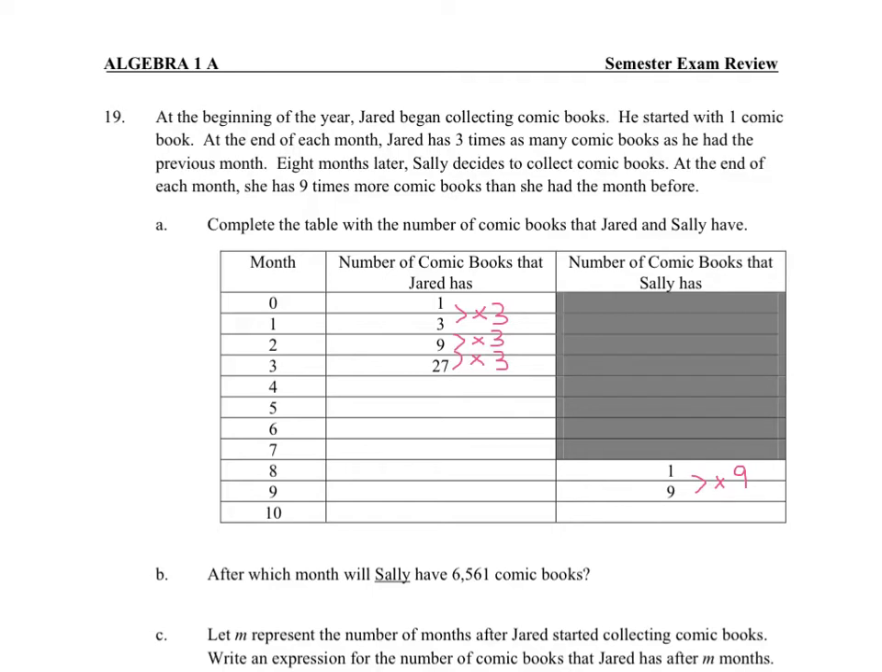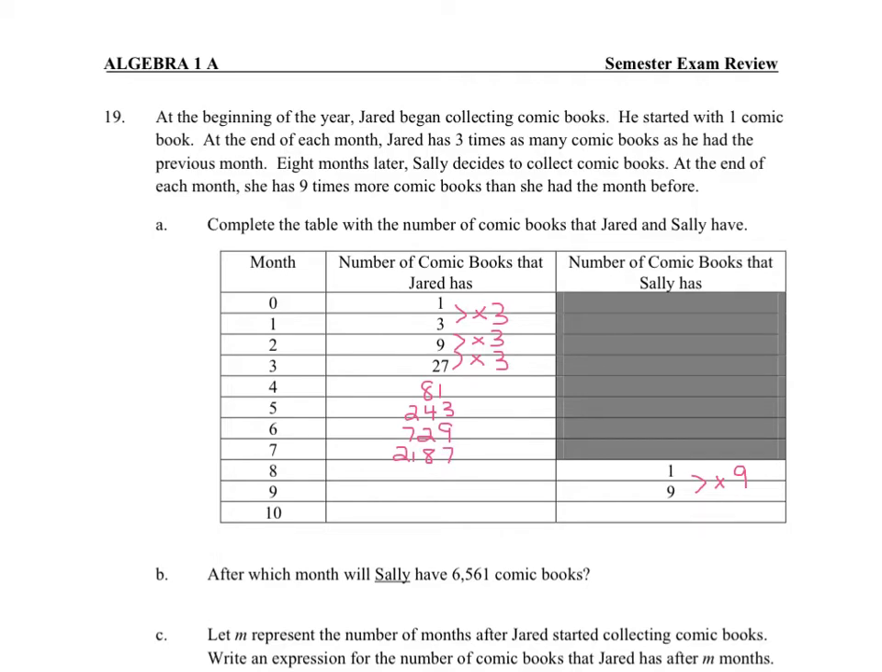So the first thing they want you to do is complete the table with the number of comic books that Jared and Sally have. So let's start with Jared. We see that 1 times 3 is 3, 3 times 3 is 9, 9 times 3 is 27. So use your calculator. 27 times 3 is 81. 81 times 3 is 243. 243 times 3 is 729. 729 times 3 is 2,187.